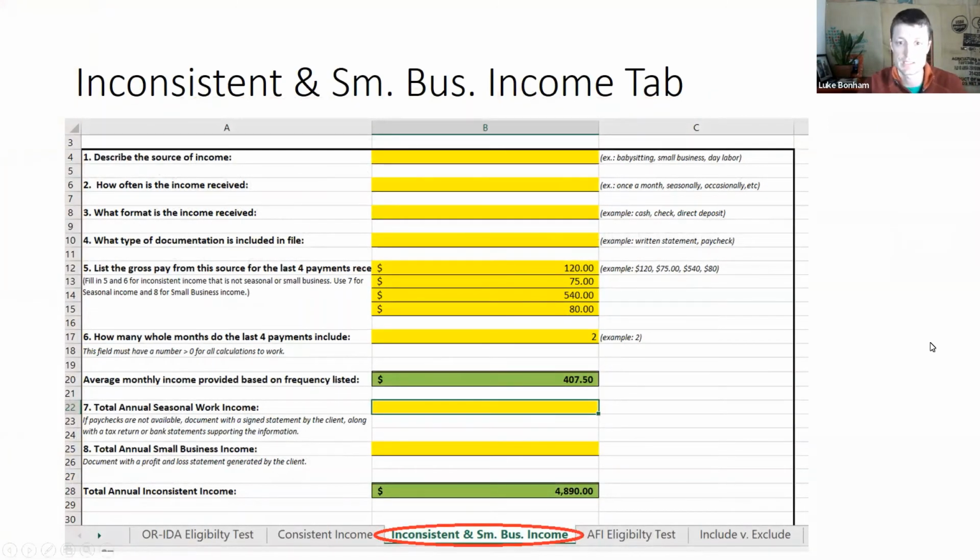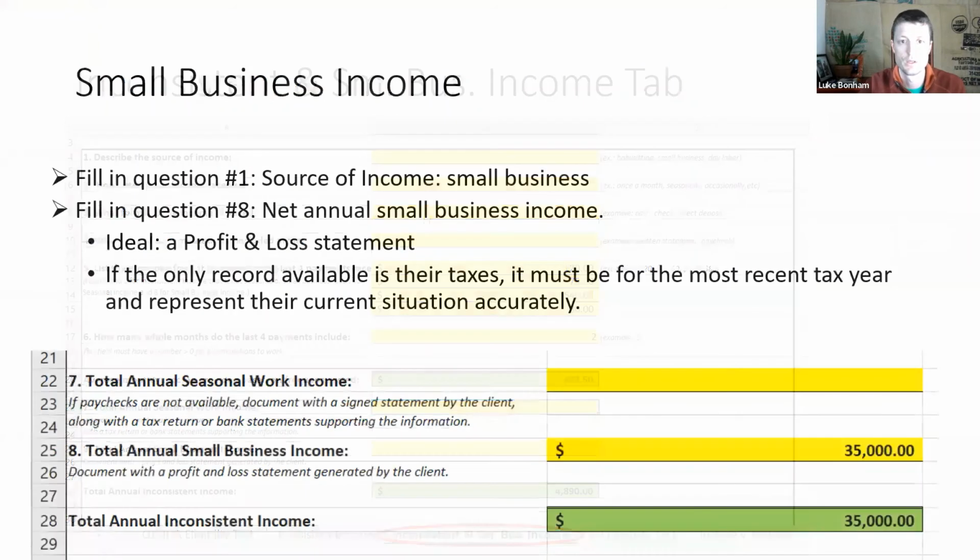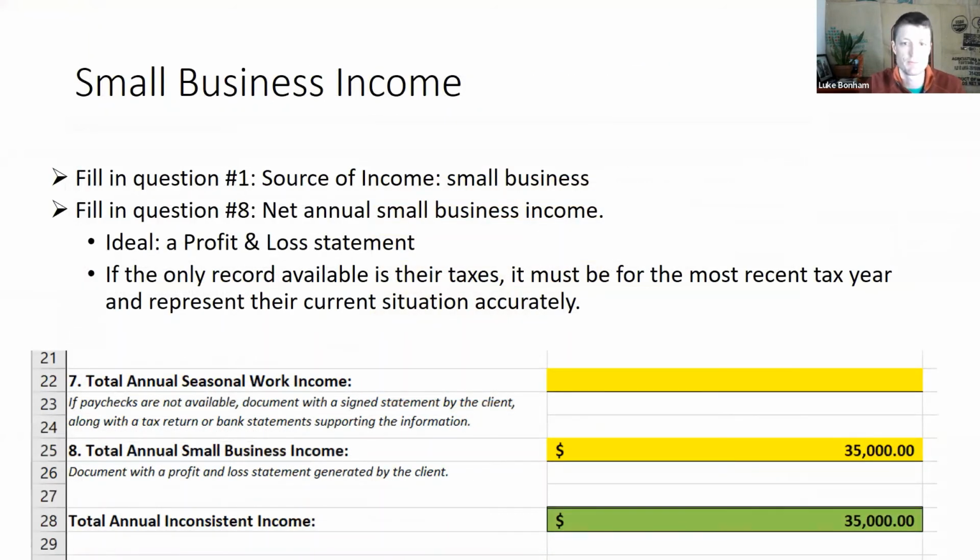There are many boxes on this page that all feed onto the main calculation. Use a separate calculation box for each source of inconsistent income. You won't have to fill in each field, only those that are applicable. Let's look at small business income first. This one is the most straightforward.